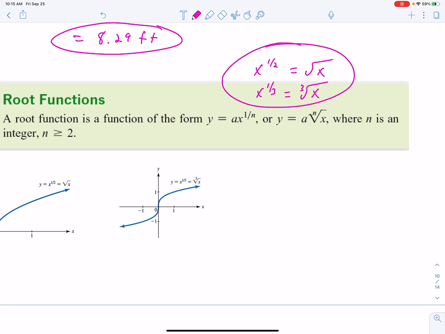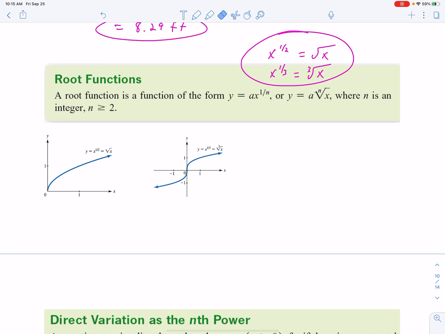Remember those. There's just the graphs of those two functions up above, or two regular functions, the one I just gave you. You don't have to memorize those, again, just for a visual.